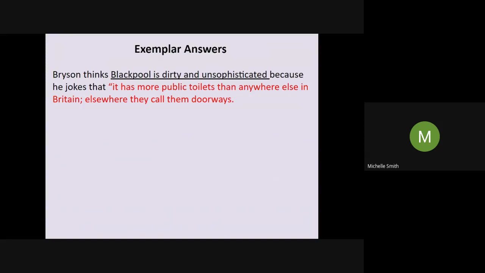So how does he get that attitude across? Well, he's making jokes, or his humorous tone, you could have said. You could have just said Bryson thinks Blackpool's dirty and unsophisticated because he says, okay, but if you're saying he jokes about it or his humorous tone, that just shows that you understand a little bit deeper.